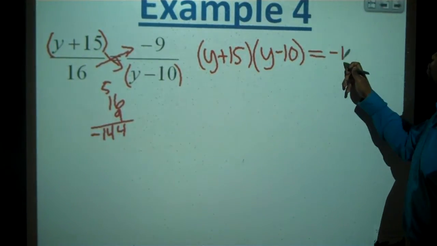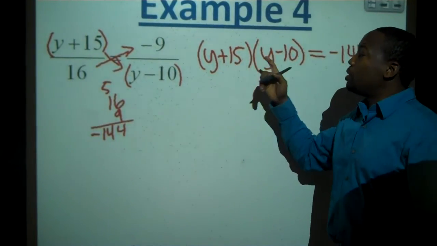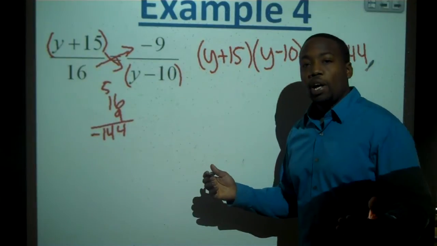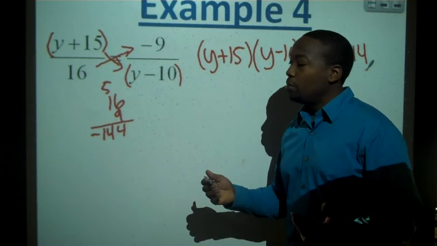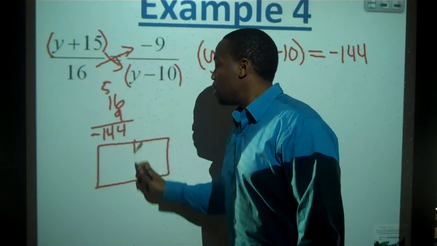So negative 144. Okay, now from here we multiply this binomial times this binomial. Whenever we multiply binomials, we're going to use the box method. So I'm going to put my box right here so you can see what I'm doing.